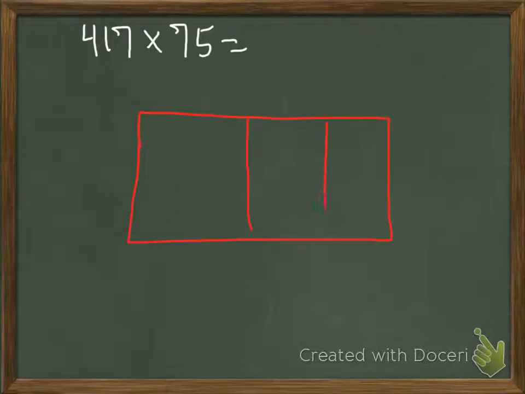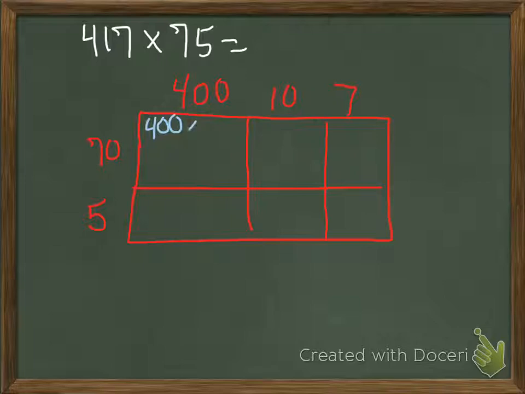How should we draw the area model this time? One side should be long because we have a number in the hundreds. Draw a line for the 4 hundreds, 10, and 7 ones. And label each piece. Then on the side, draw a line for the 7 tens and 5 ones and label them. Now let's continue.